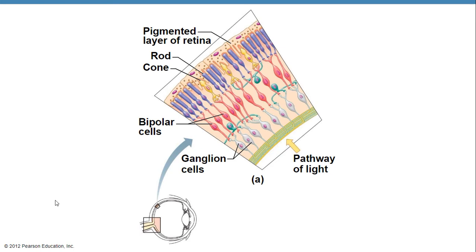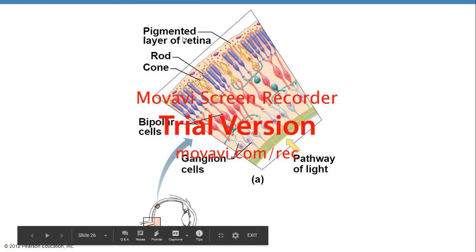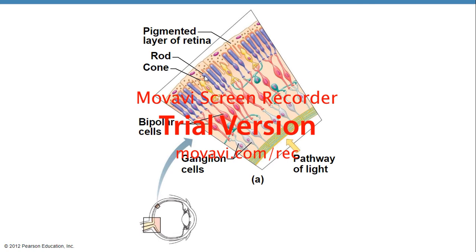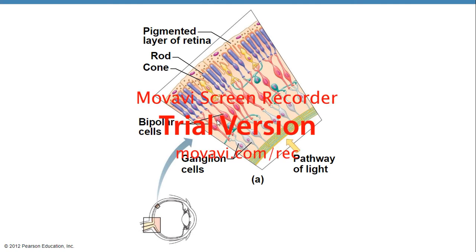So here's another figure of the retina. You see right here the pigmented layer, and then you see right here a rod, which is a photoreceptor, and then you see a cone photoreceptor, and then you see the bipolar cells, and then you see the ganglion cells.